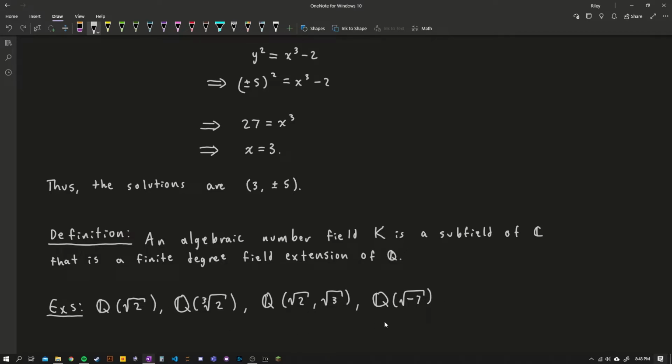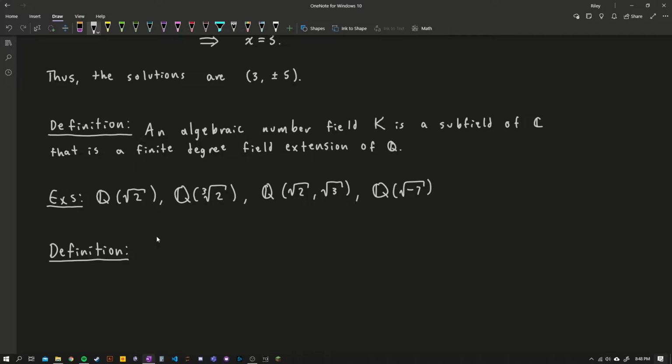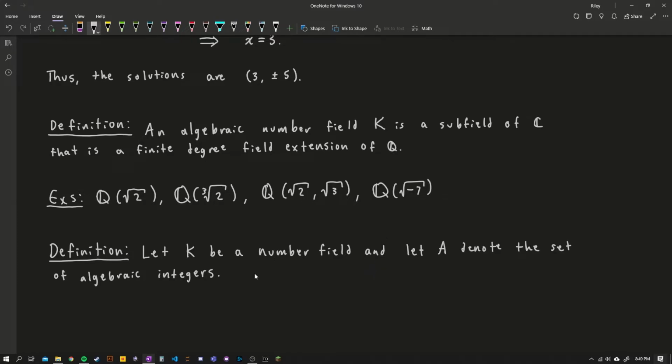And so these are all algebraic number fields. And a natural question from here, at least for number theorists, is: what do the integers look like in these field extensions of Q? Or what is the analog of the integers in these field extensions? And that is my next definition. So we want to start off by letting K be a number field. And I want to denote the set of algebraic integers with the capital letter A. Then the ring of integers of our number field K is denoted with this fancy looking O and is defined to be the intersection of our number field K with the algebraic integers.